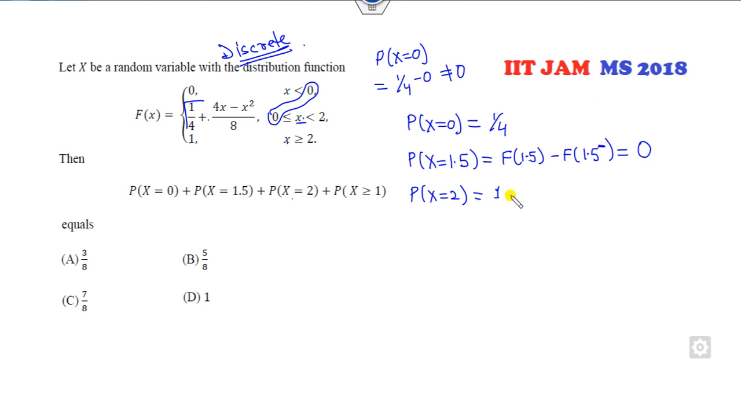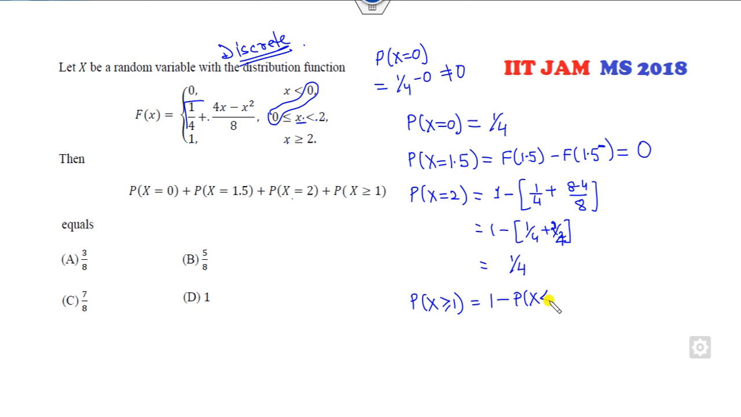So it is my 1 minus 2 negative. So it is 1 over 4 plus 8 minus 4 over 8. So 1 minus, it is 4 over 8, 1 over 2. So 1 over 4 plus 1 over 2. So 4 is the LCM, it's like 2 over 4, 3 over 4, it's my 1 over 4. Last is x greater than or equal to 1. So I can write it as x less than 1.